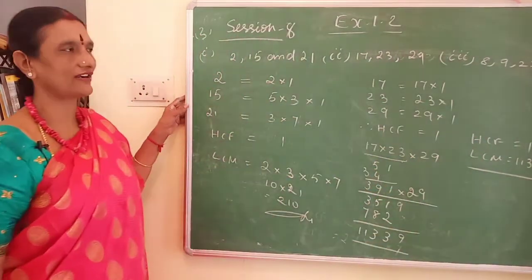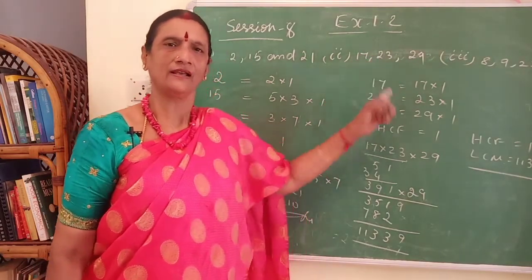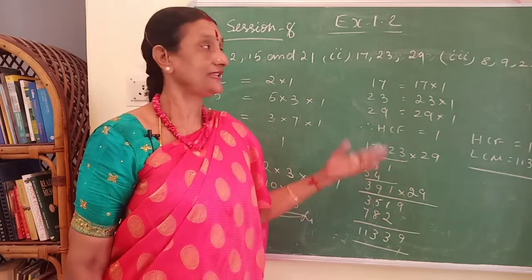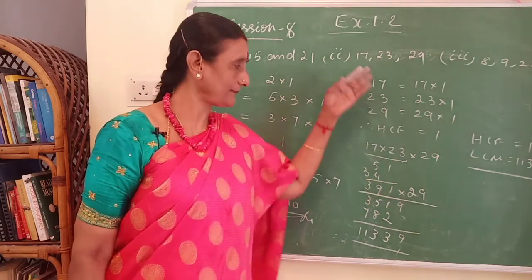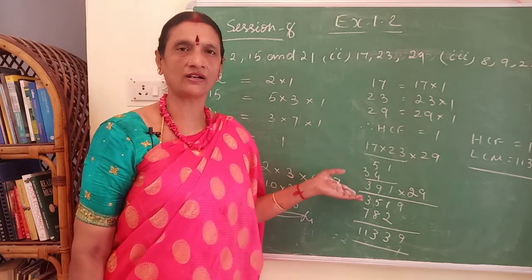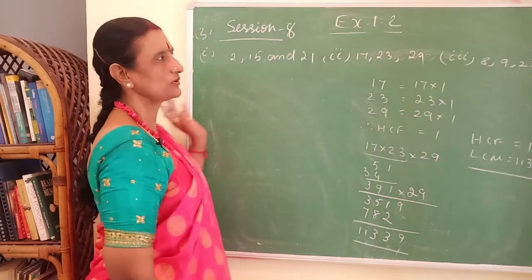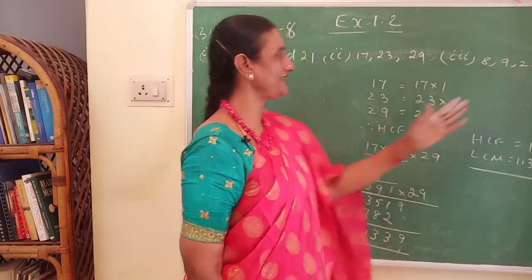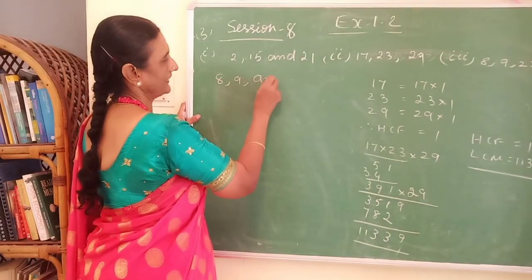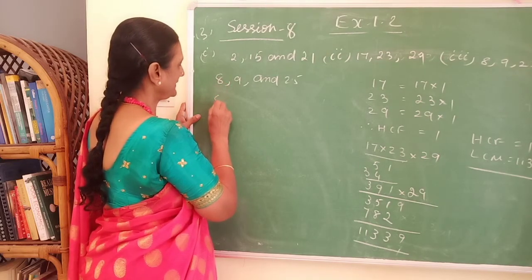So two things you have understood. If you have to find the HCF of three prime numbers, it is always 1 because we cannot find any common factor. Just because there is no common factor, the product itself is their LCM. Are you understanding? That's what we found out in this sum. We'll move on to the third subdivision, 8, 9 and 25. Now first let us break these numbers.